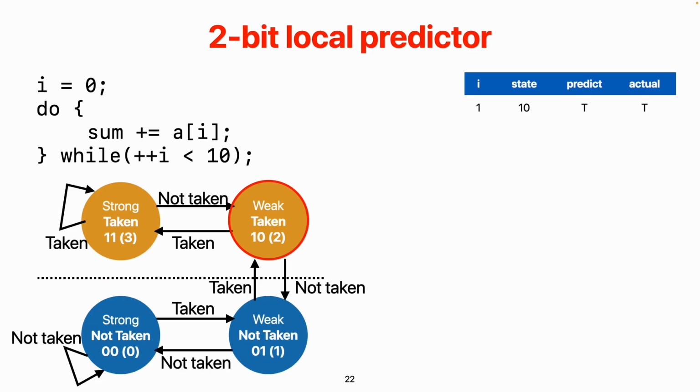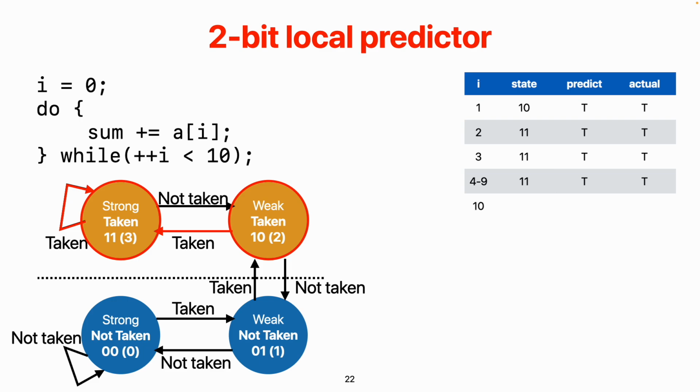As we mentioned last time, if it's taken, then we are going to increment the counter. So now we are moving our state to strong taken, which is 1, 1. Now when I equal to 2, the state is 1, 1. What's our prediction? What's the actual outcome? Taken. How about I equal to 3? What's the state? 1, 1. What should we predict? Taken. What's the actual outcome? Taken. How about 4? Taken. Okay, so to 9, right? It's all taken.